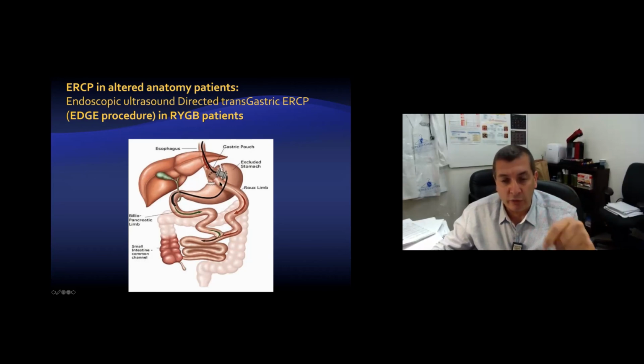Well, the new way of doing this is because we have the lumen-apposing metal stent. We go in, identify the excluded stomach by EUS, inject water to blow up the excluded stomach, and then deploy a stent. Whether it's a single-day procedure or two or three days later, you go in through that stent into the duodenum, do your procedure, and come out. Whenever you're done, you take that stent out. Okay, so that's the EDGE procedure.